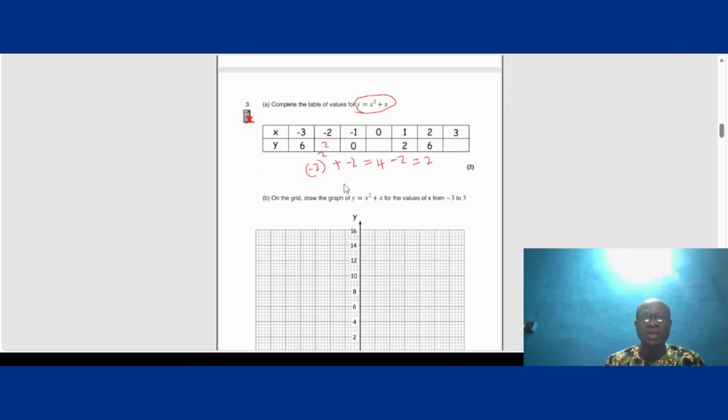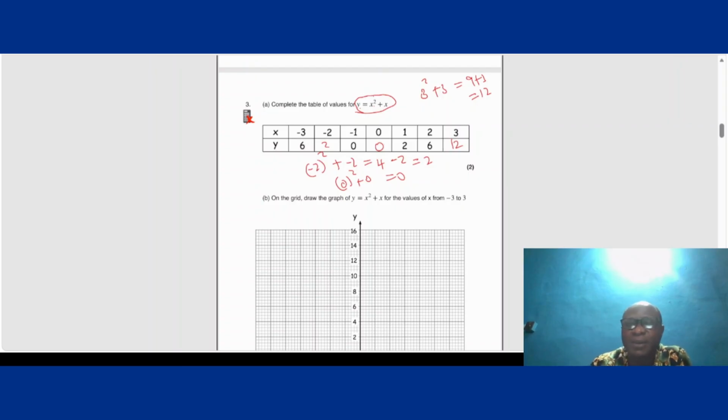When it is 0, that is 0 squared plus 0. That will give us 0. So here will be 0. When x is 3, that is going to be 3 squared. Remember, I'm using y equal to x squared plus x. Then plus 3. That is going to give us 9 plus 3 equal to 12. Without wasting time, I have completed the table for the 3 missing values on the y row. Is it okay? Yes, sir.